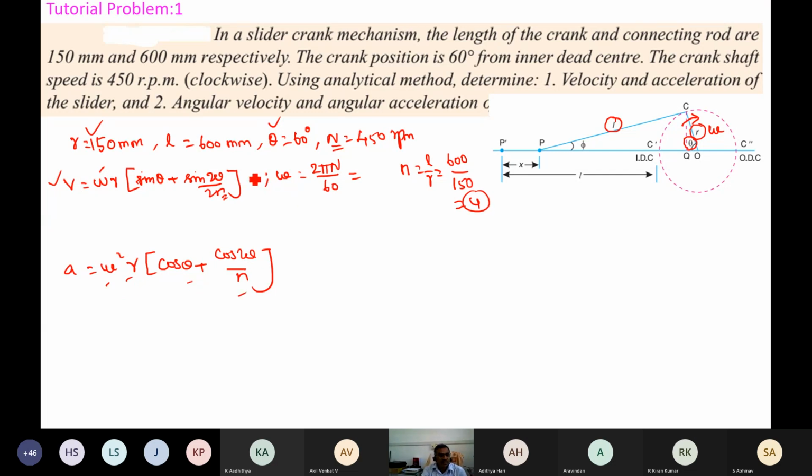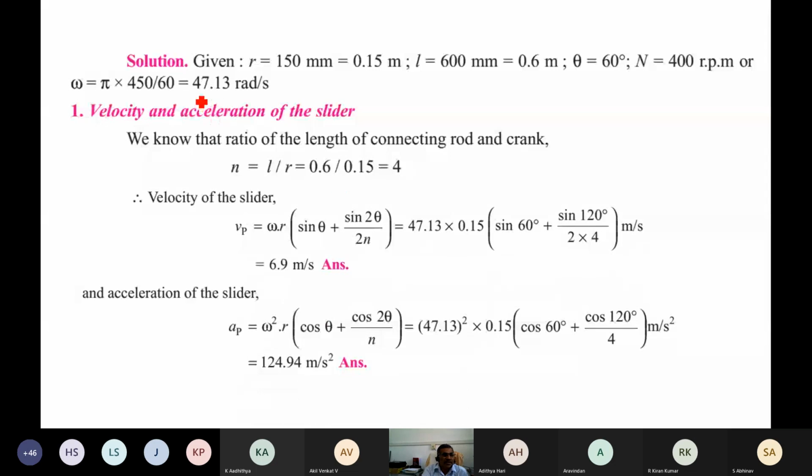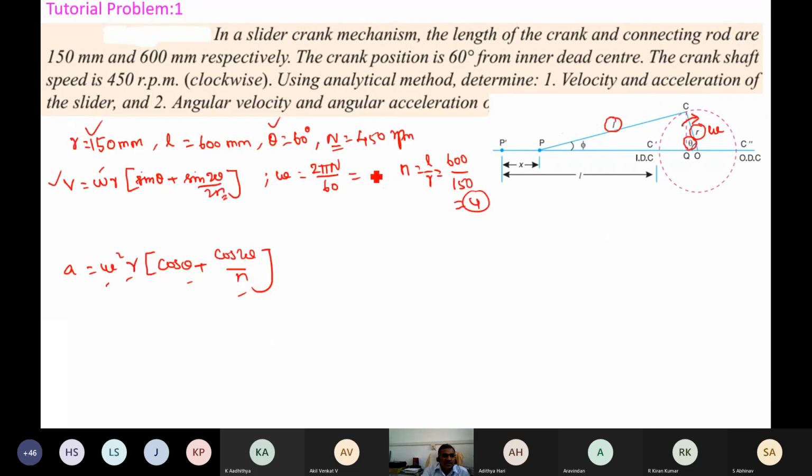So here, what is the value of omega? 2 pi N by 60. The value of omega is 47.13. So omega is equal to 47.13. Now you substitute in this equation. 47.13 into r. Here you have to see the unit also. Omega will be radian per second.